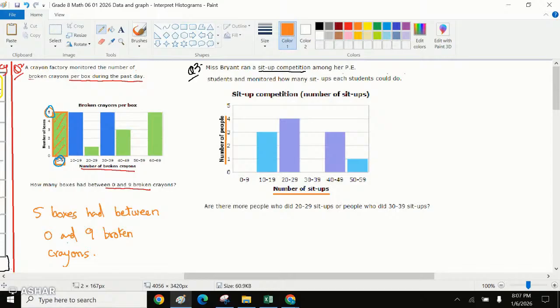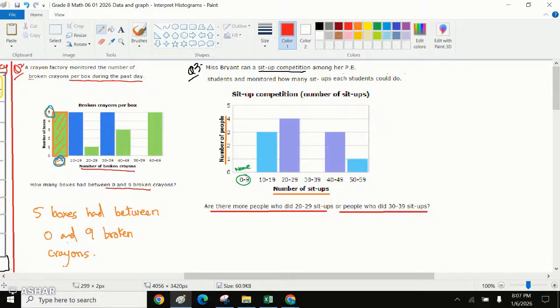So students doing a sit-up between 0 and 9, there were no students, right? None. Everyone did more than 9, right? So let's look at the question. Are there more people who did 20 to 29 sit-ups, or people who did 30 to 39 sit-ups, right?